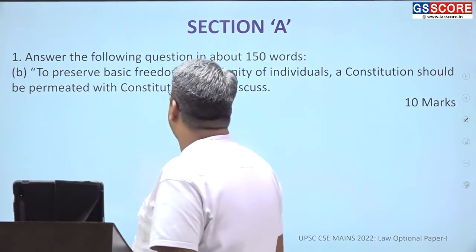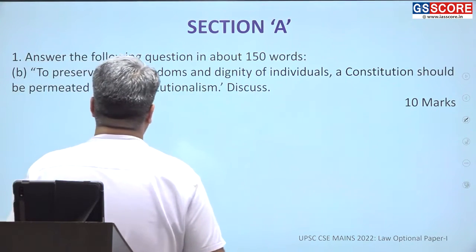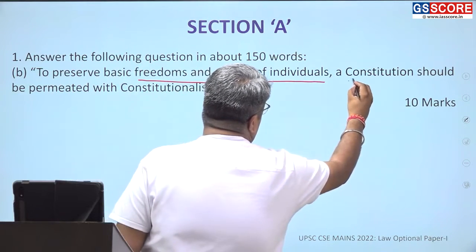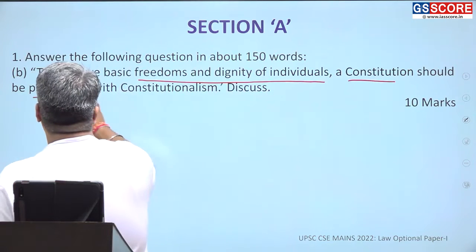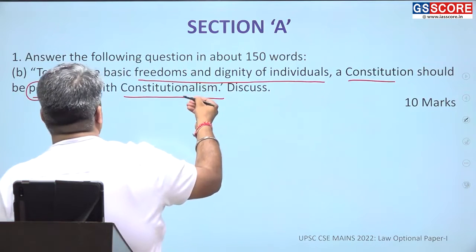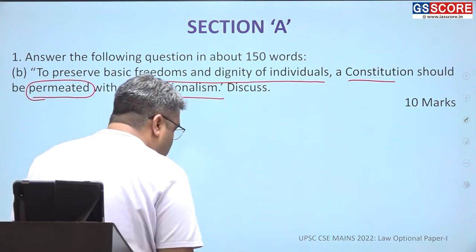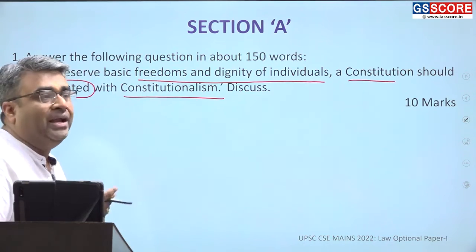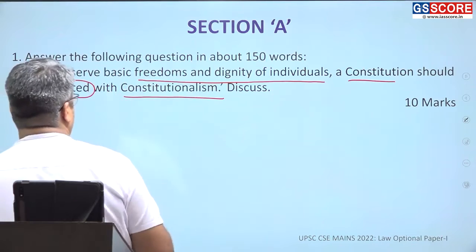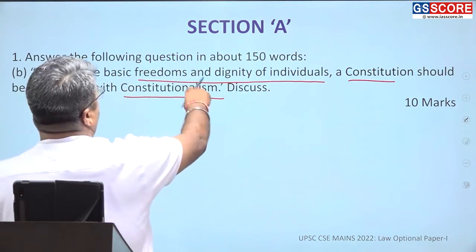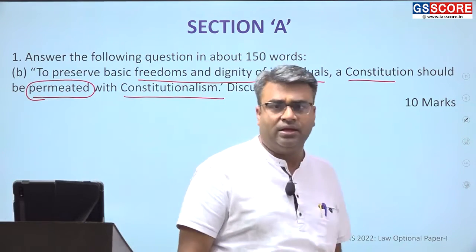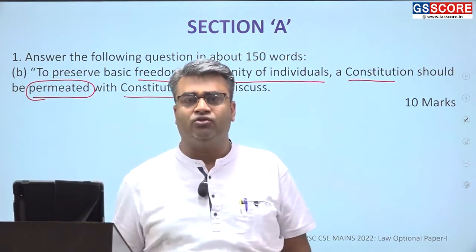Question number 1, part B: To preserve the basic freedoms and dignity of individuals, a constitution should be permeated with constitutionalism. So basically, UPSC generally uses words which you might not have heard in your life, like for example, be permeated. This kind of question UPSC has asked in the past as well many a time, but the wording is a little bit different actually.